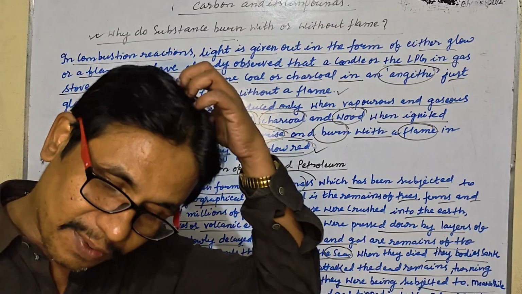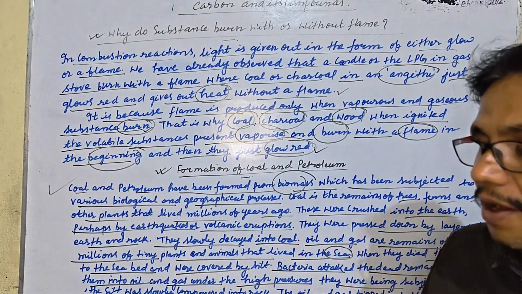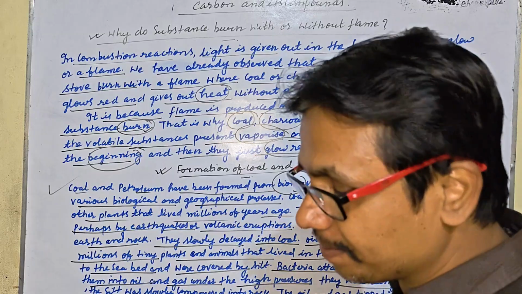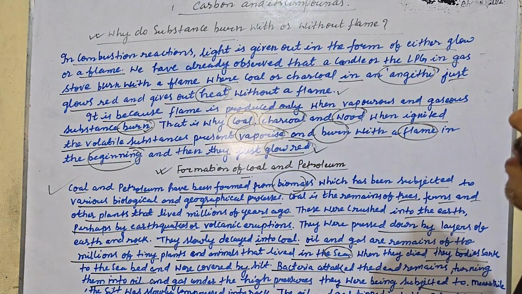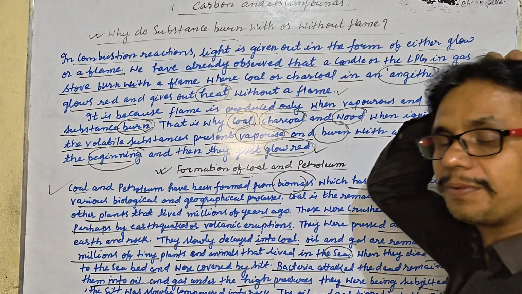So my dear students, these are also important because NCERT highlighted this in a box, and these questions may come in a different way. Why do substances burn with or without flame? Next, how can you explain the formation of coal and petroleum?